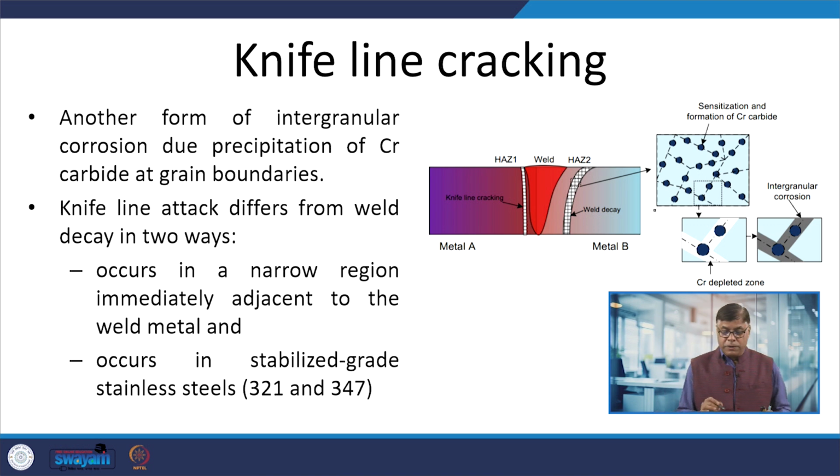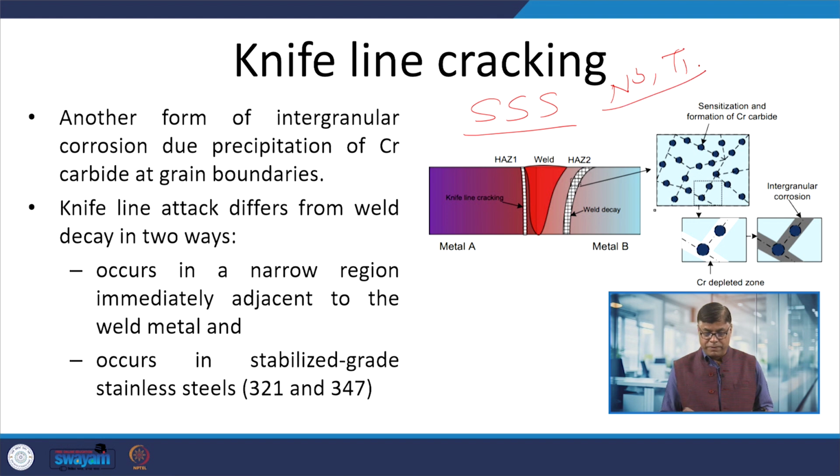Okay. So, this is the problem which is encountered especially in the stabilized stainless steels. Okay, stabilized stainless steel, and these are stabilized using, say, niobium or titanium. Okay. So, this is another form of intergranular corrosion. This also happens due to the chromium carbide, but in different zones. So, the mechanism is different. Knife line attack differs from weld decay in two ways.